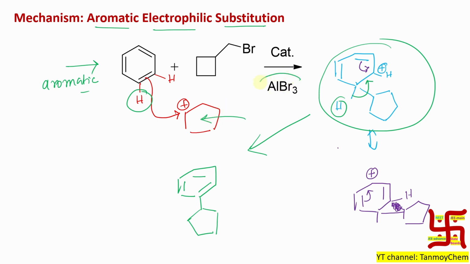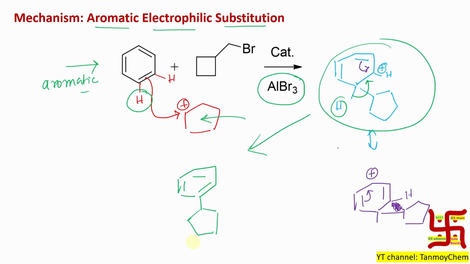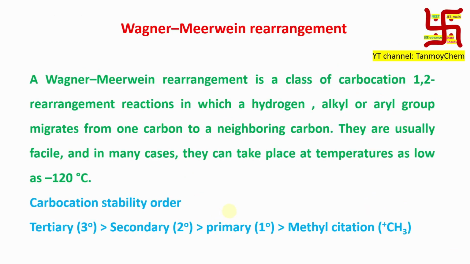Here AlBr3 acts as a catalyst, and through rearrangement, more specifically it's called the Wagner-Meerwein rearrangement, a primary carbocation is rearranged to a secondary carbocation. And why not tertiary? I've explained. So that secondary carbocation further reacts as an electrophile and results in this aromatic electrophilic substitution. So what is the Wagner-Meerwein rearrangement?